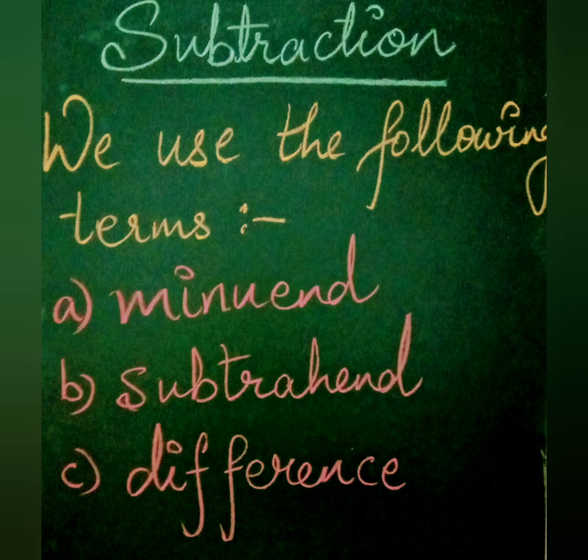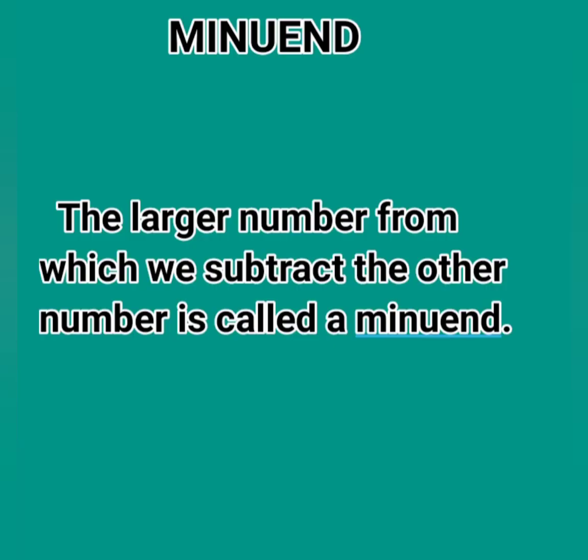First is minuend, or minuend. Both are correct. Then we have subtrahend, and third is difference. Now we'll see one by one what it means. The larger number from which we subtract the other number is called the minuend. And remember, we always write minuend on the top.